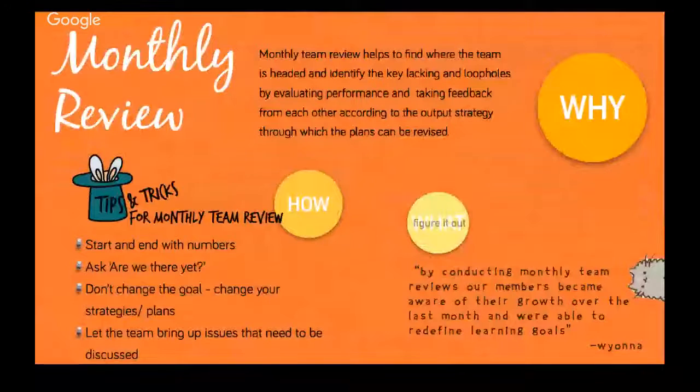Okay, I think that the simplest solution for that kind of problem is to have monthly reviews. This is something that not all teams do, but for me it's super important. Why? The first thing is that this is the place where you can really know where your team is, and in that place you can really identify the key lacking and loopholes with two specific strategies. The first strategy is to evaluate the performance of your members, and also the general performance of your area.